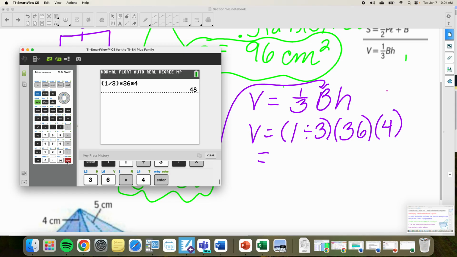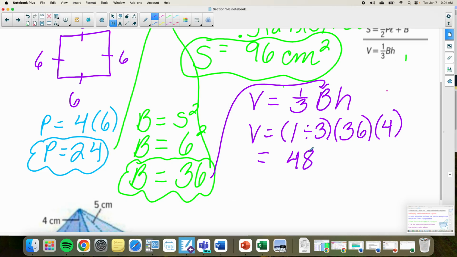I know some of the smaller calculators actually have a fraction key too. The reason I'm showing you this way is so that you get used to it in case you're using a graphing calculator. Some of the graphing calculators like yours do have a fraction key too, but not all of them do, so that's why I generally don't show it that way. So this is 48, and it's volume, so it'd be centimeters cubed.